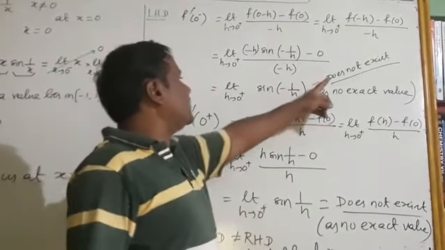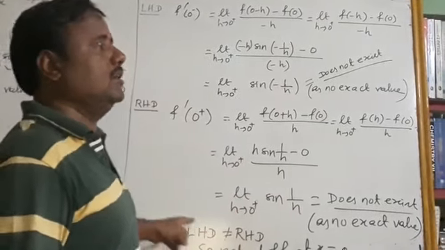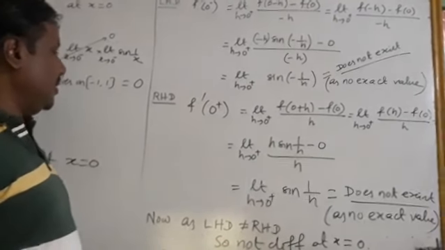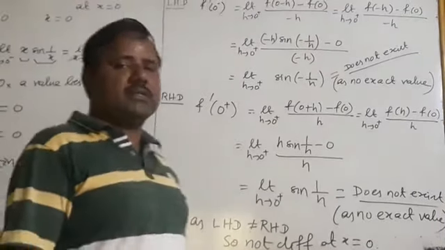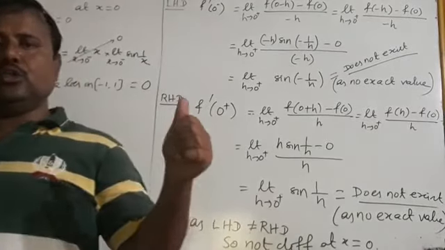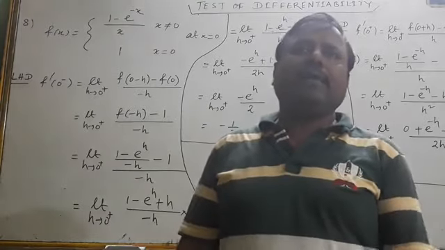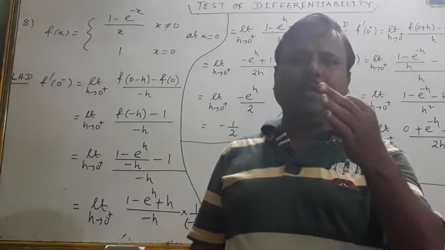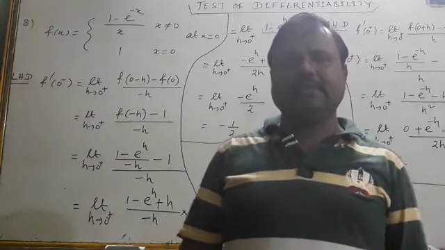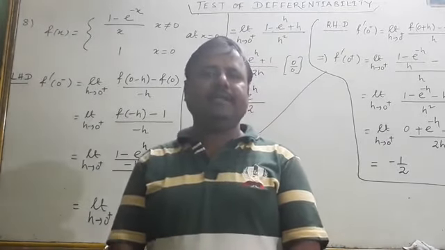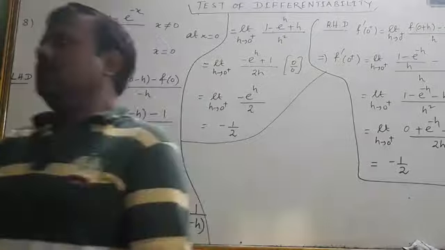So as it doesn't exist, as it doesn't exist, left hand derivative is not equal to right hand derivative. So the function is not differentiable at x equals 0. Before solving the next problem, I am telling you a very interesting thing which is not in your course, but I am telling you slightly about it.